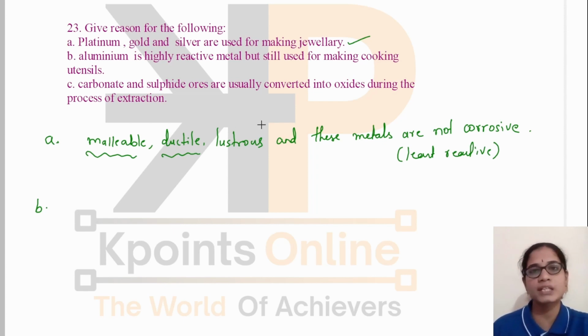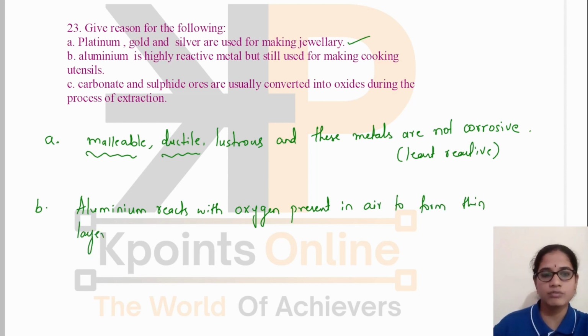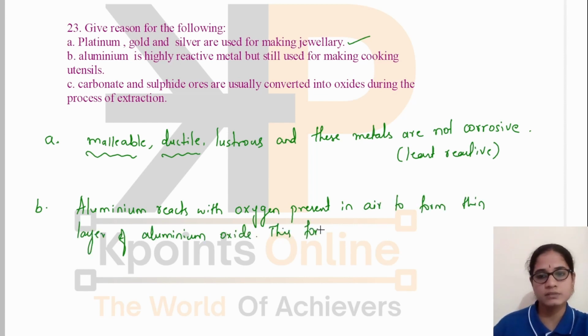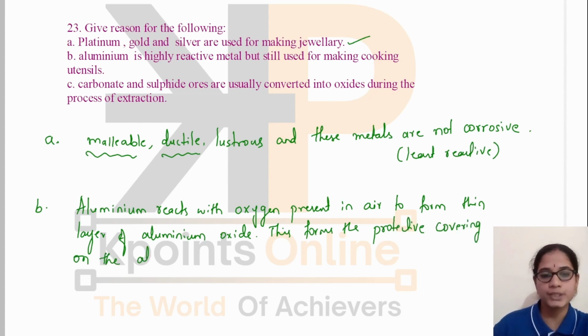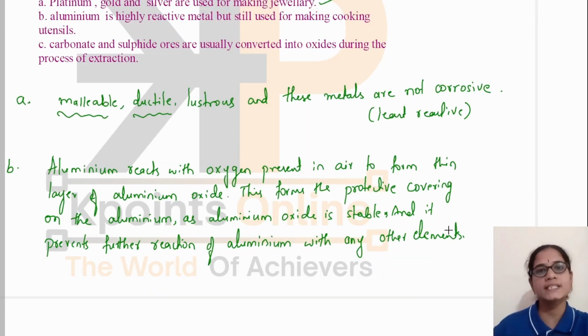So it is suitable for making cooking utensils because aluminium reacts with oxygen present in air to form a thin layer of aluminium oxide. This forms a protective covering on the aluminium. Why does it form the protective covering? Because the oxide of aluminium is stable, and it prevents further reaction of aluminium with any other elements. Once this layer of aluminium oxide is formed, the aluminium metal will not further react with any other elements.